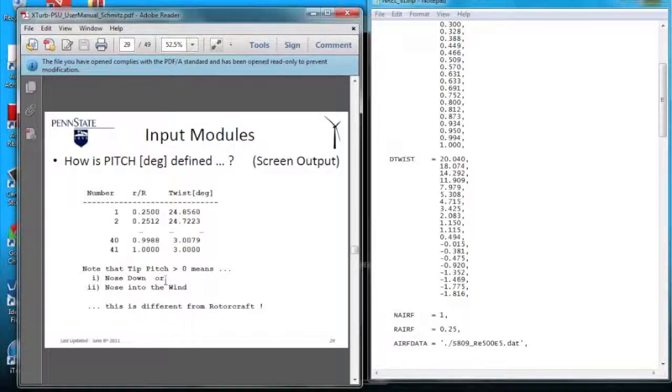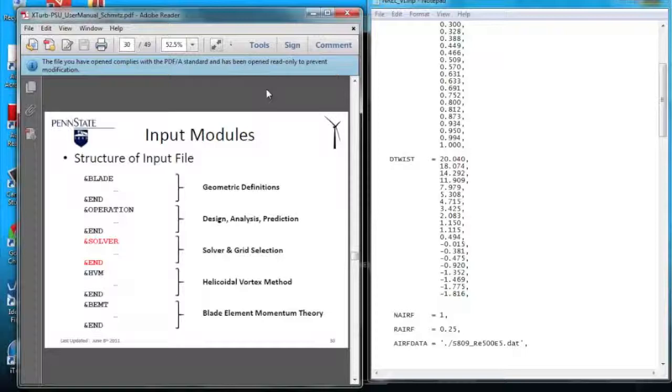And the screen note output also tells you these things here again, that positive pitch means nose down or nose into the wind for the wind turbine. That was different for rotorcraft because there it's nose up. Okay, this concludes our settings in the operation mode, and then in a little while we go ahead with all the solver settings.